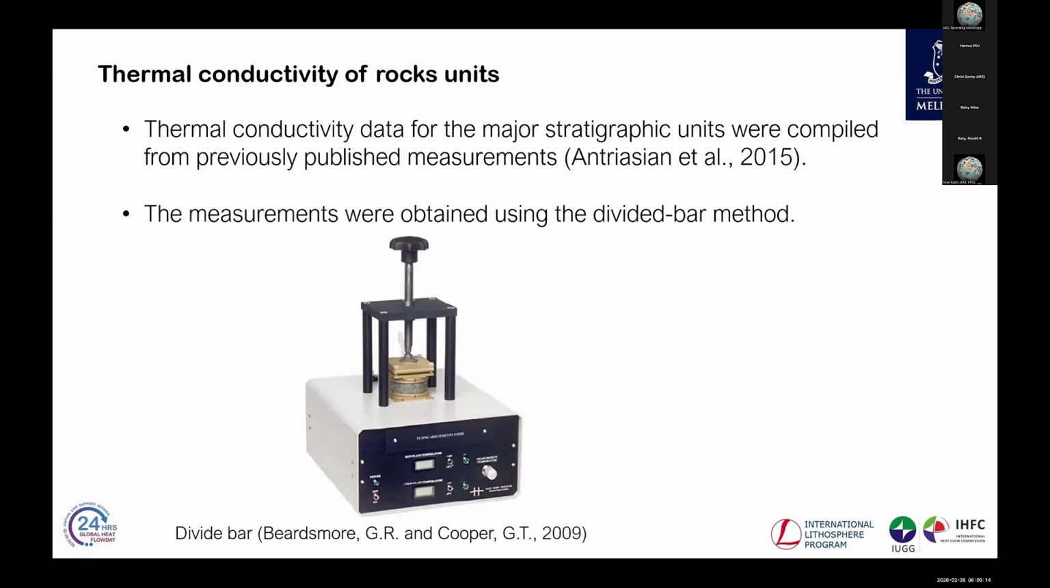The other one is the thermal conductivity of rock units, which is very important, especially if you are dealing with temperature or heat flow modeling. So we usually use previously existing thermal conductivity values, already done in 2015, let's say back 10 years. Those measurements were done by using a divided bar. You can see here the divided bar picture, usually taken from the work of my supervisor.